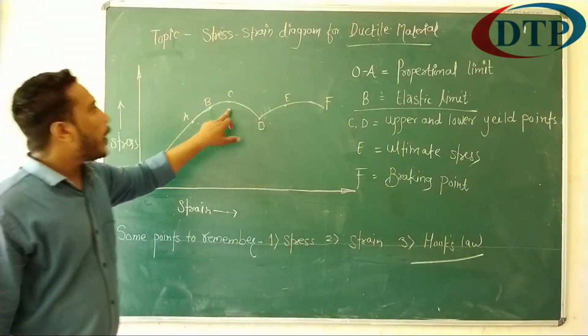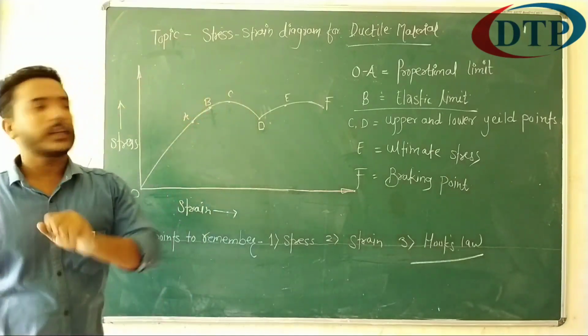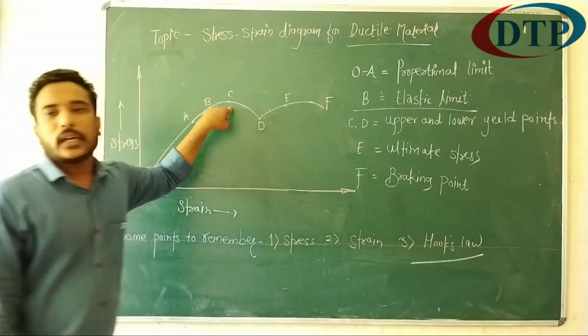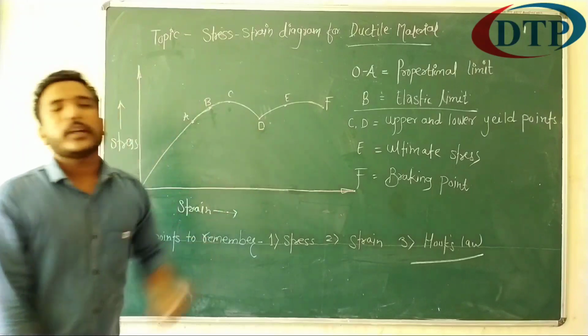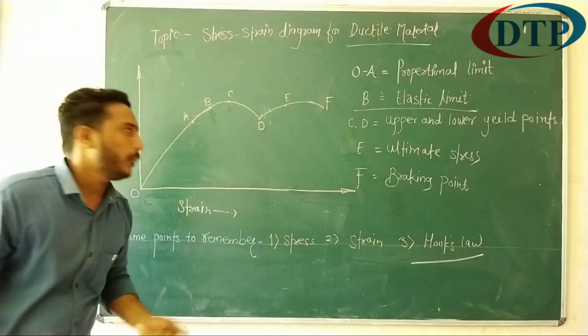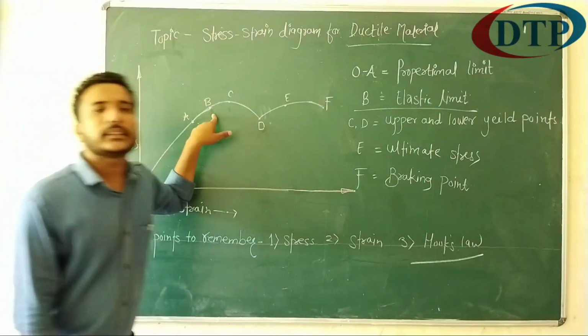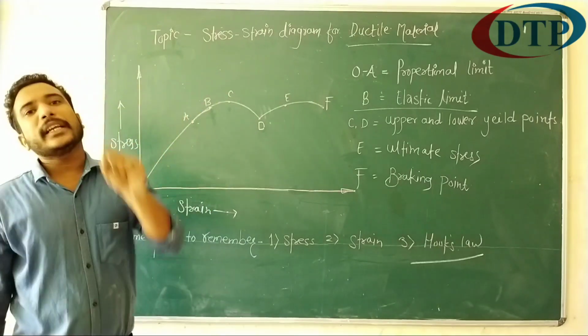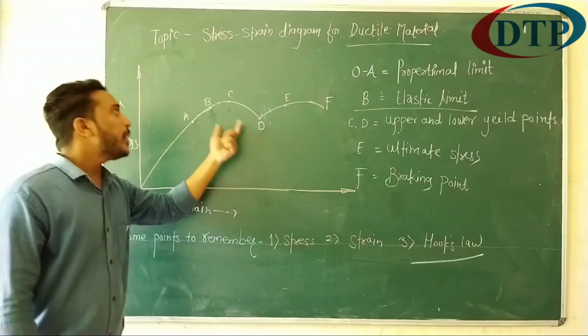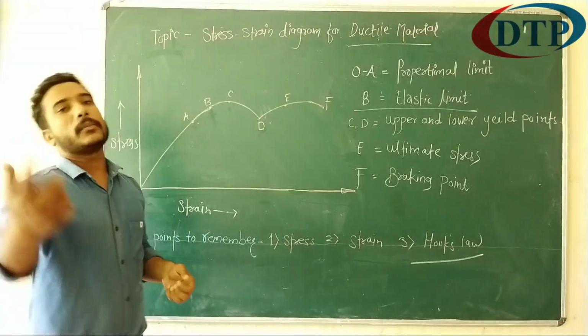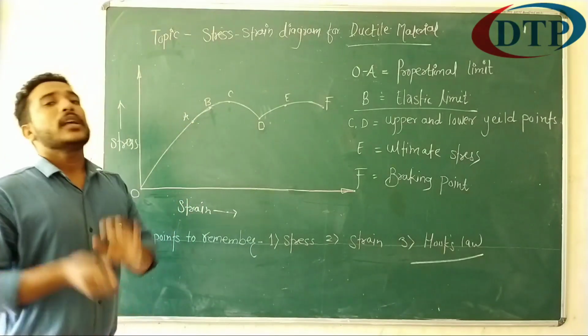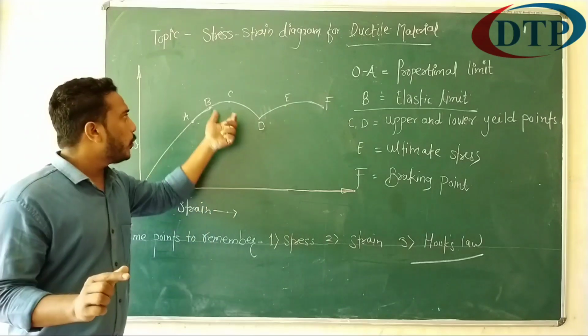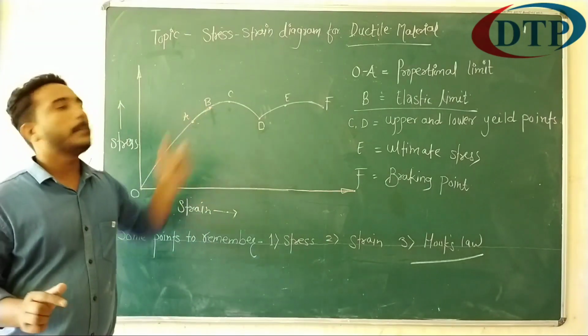Next are two points, point C and point D. Point C is called the upper yield point and point D is called the lower yield point. After point B, the plastic stage starts. That means the material has a permanent deformation. The material does not come to its original size and shape after point B.